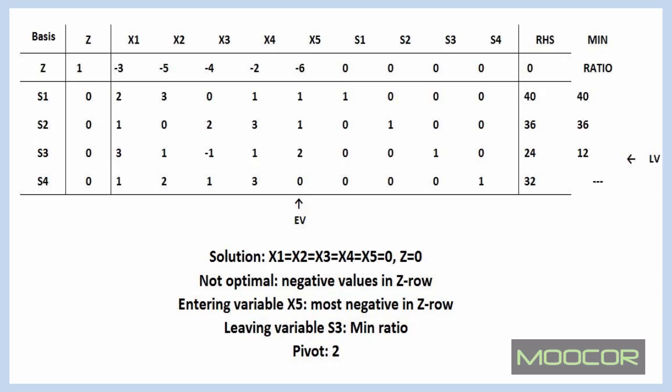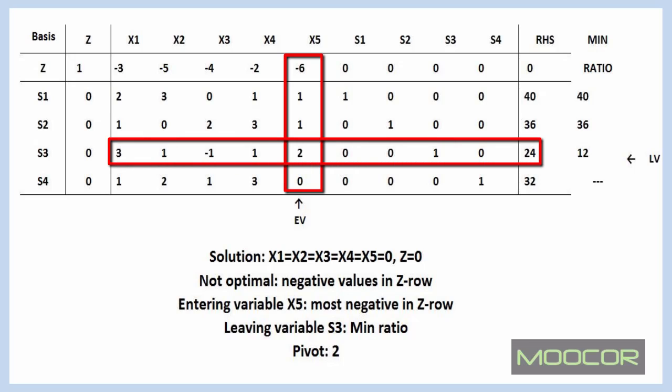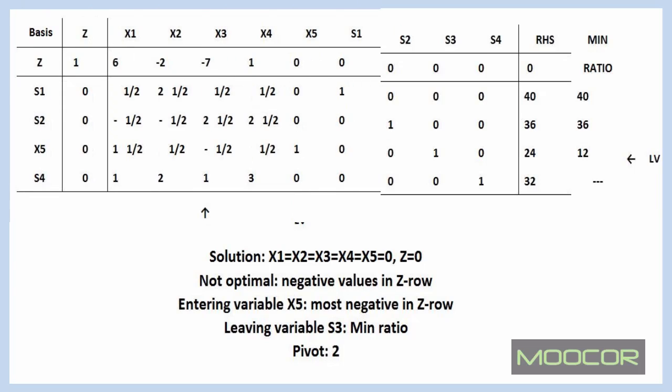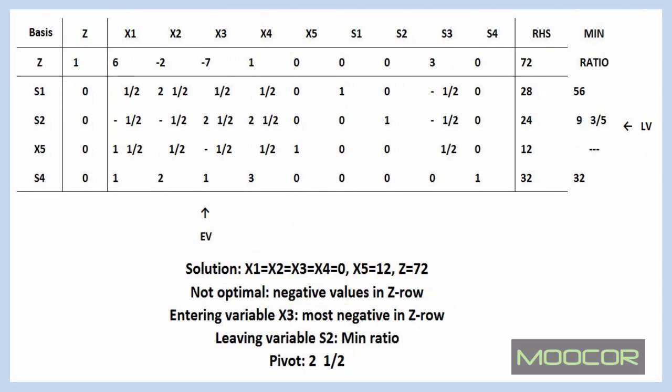I'm identifying the entering variable. I'm identifying the leaving variable through the regular means, which means the most negative in the 0 row is selected and the min ratio is selected. Now I have my pivot row, pivot column, and the pivot element, so I can perform row operations and move from this solution to the next solution. This is the next tableau. I have performed 1 iteration.